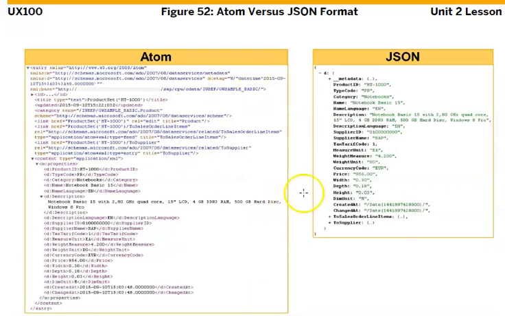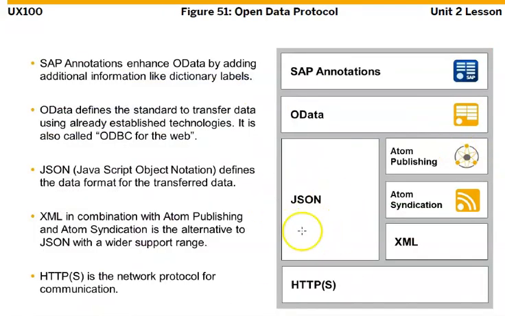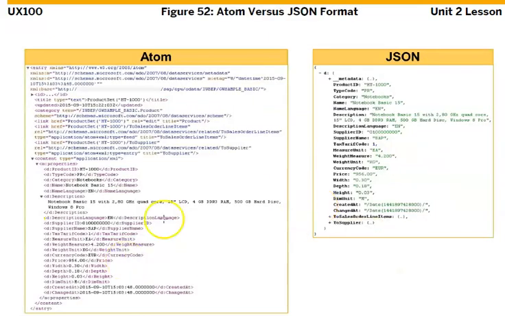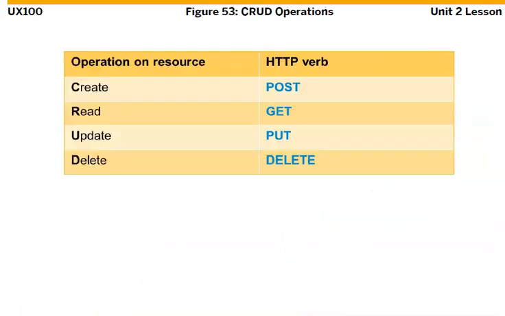So this is an Atom protocol and this is a JSON protocol. We can have either JSON or Atom. This is what the Atom code looks like and this is what the JSON looks like. Let's take an example of CRUD operations: create, read, update, delete. It depends on the scenario whether you use JSON or Atom. In some scenarios Atom would be better, and in some cases JSON would be better.